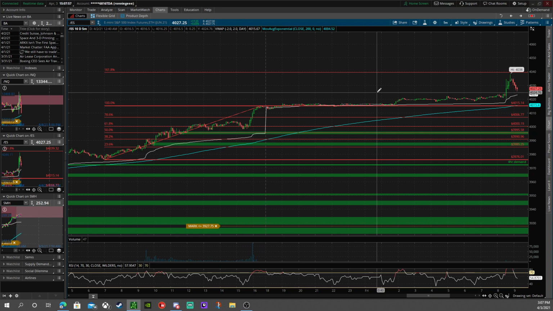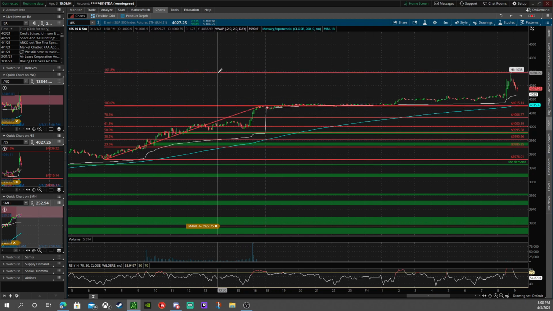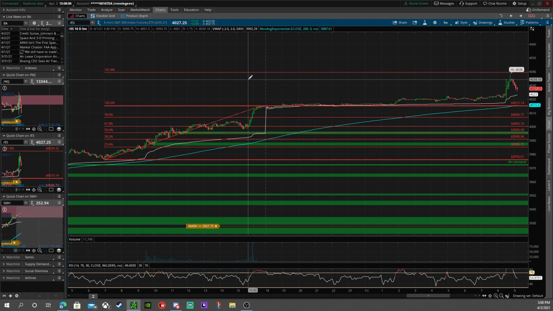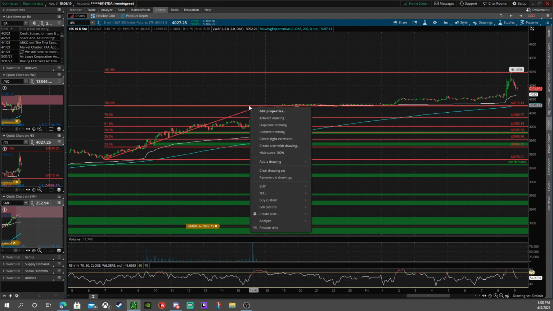Everyone's looking at it, so it just becomes a thing that works because everyone's looking at it. Everyone thinks, oh, once it gets here, then it's going to sell off. This is the next target. So then it becomes the next target. That's just how it works when it's a self-fulfilling prophecy like that.